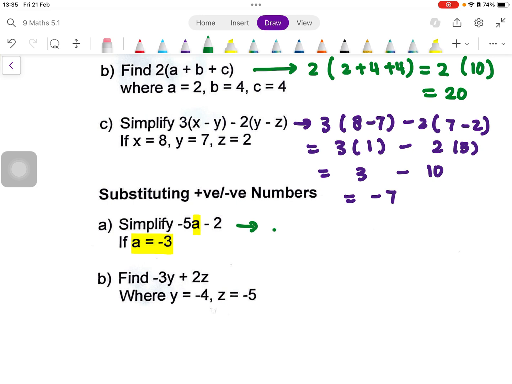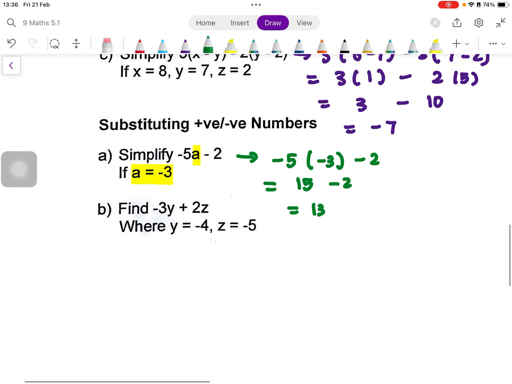So here, I've got negative 5. I see a, I can replace it with negative 3 and take away 2. So negative 5 times negative 3 is positive 15. Take away 2, that will be 13. And that is the answer to question part A.